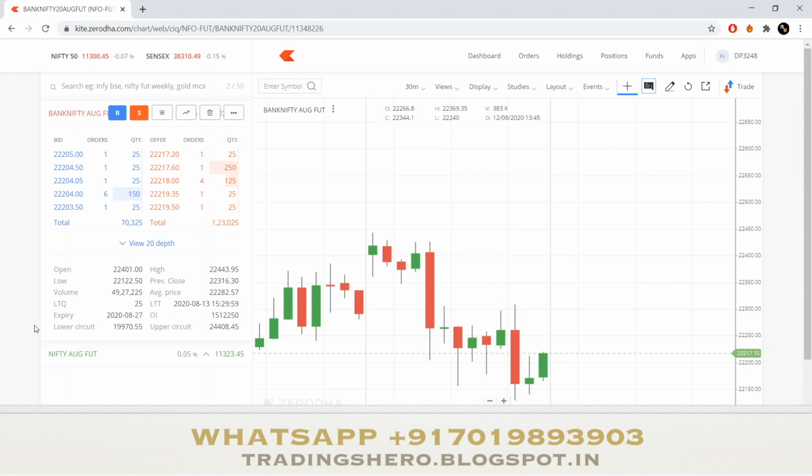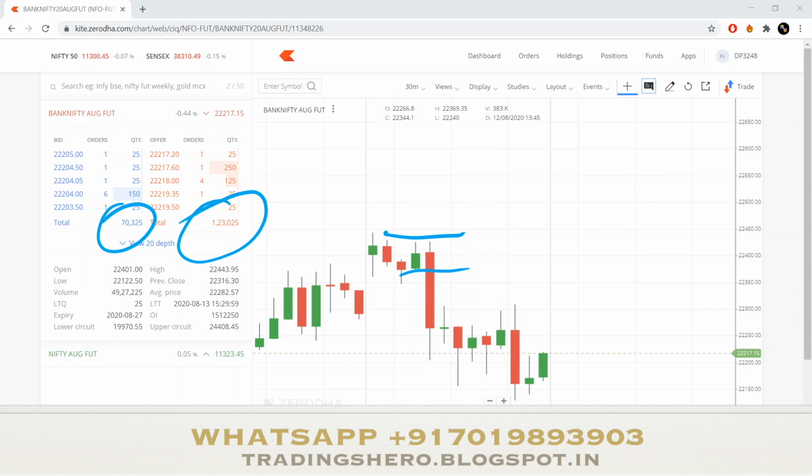Now I'll tell you how to use this market depth data. Once you mark the high and low, let's say you're trading today and you're waiting for the breakout to happen. When you're watching this breakout, you also have to keep in mind to see the market depth, the total number of buyers and total number of sellers. If the buyers are high, wait for the buy side breakout to happen, and if the sellers are more, wait for the sell side breakout to happen.